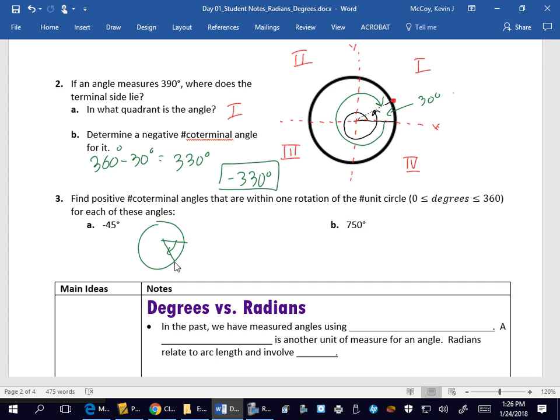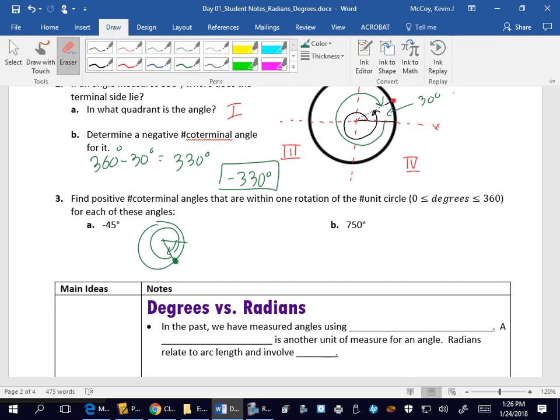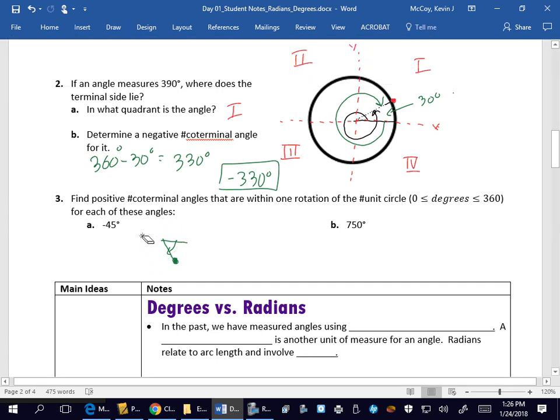If I want to get right back around to this exact same place right here, if I want to go in the positive direction, I need to go all the way around the circle one full time to get right back to that. Well, one full rotation is 360 degrees. So in order for me to get, let's see, eraser. There we go.